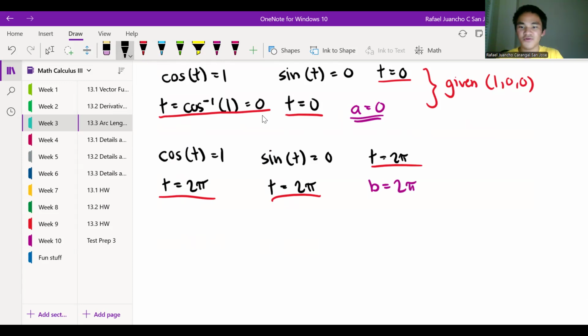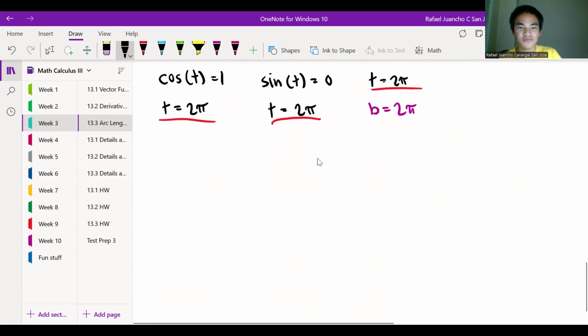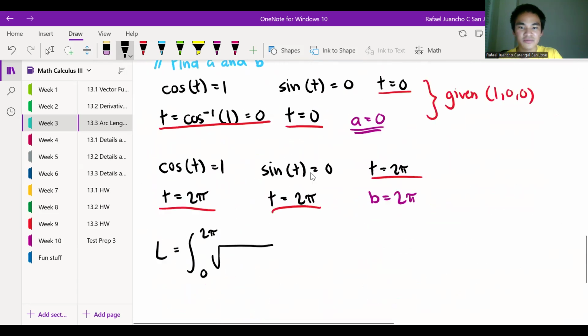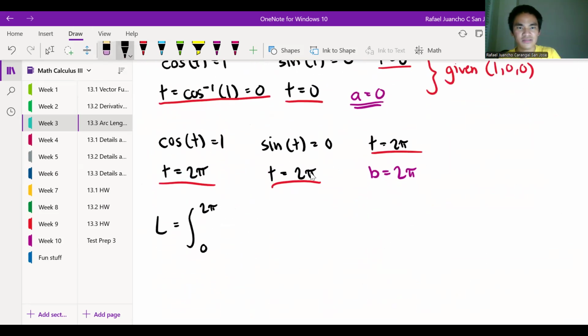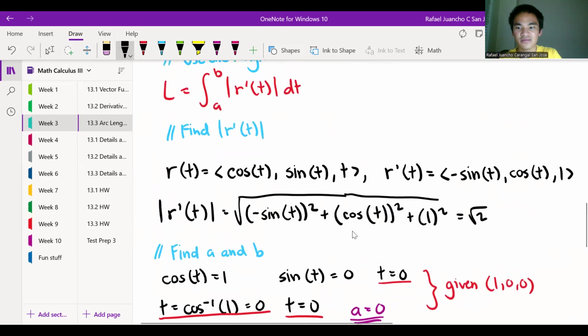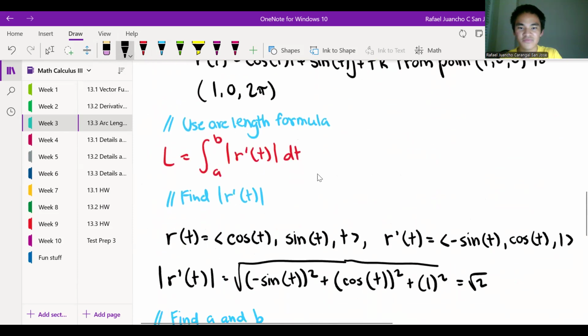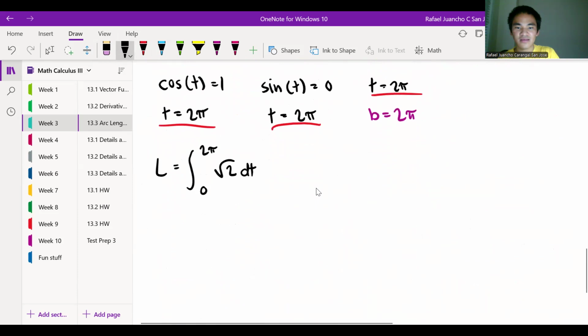And now I have the whole thing, so I just solve for it. My L is the integral from 0 to 2 pi. And I take a square root. Oh, I don't take a square root. I get the magnitude. The magnitude here, I'm pretty sure I solved it already, I got square root of 2, times dt. Yeah, my formula says dt.